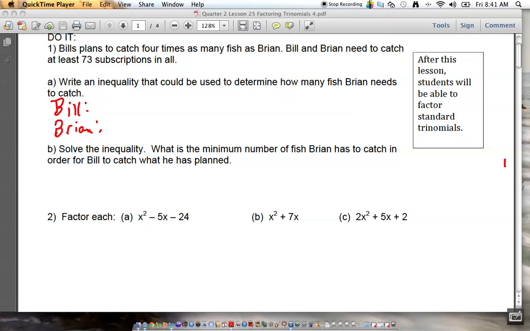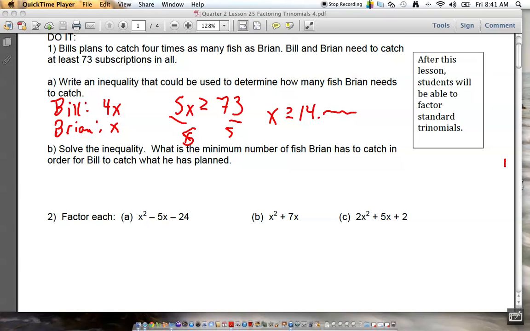So Bill is 4 times as much as Brian, so let's go with X and 4X. And they're going to sell at least 73 subscriptions, so that's 5X is greater than or equal to 73. So if I divide by 5, I'm going to get X is greater than 14 point blah, blah, blah, whatever. 14.6 is actually what I think it comes out to.